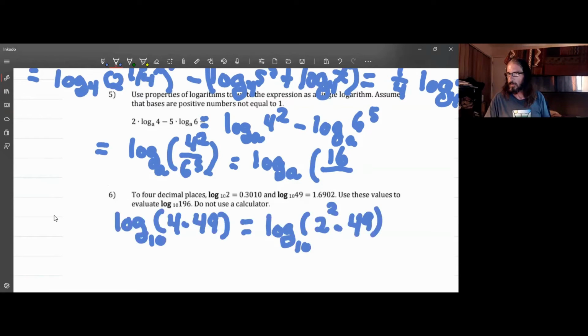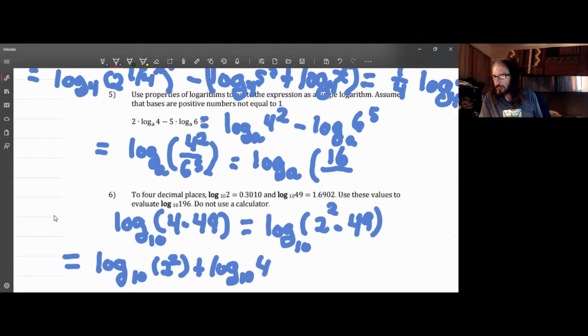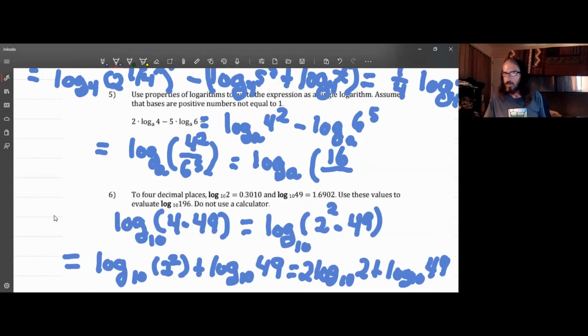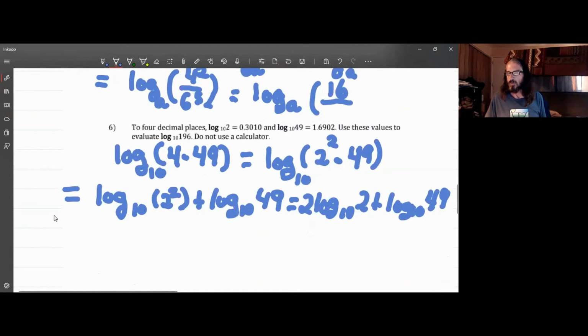Then this is back to splitting it up. So, to get this. And from here, okay, they say not to use a calculator, but really they mean don't just do log of 196 in base 10, which just about any scientific calculator would be able to do. But, okay, so 2 times the 0.3010 plus, let's see, the log of 49 in base 10 was 1.6902.